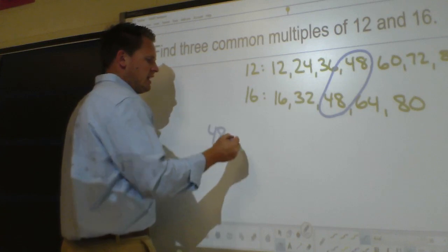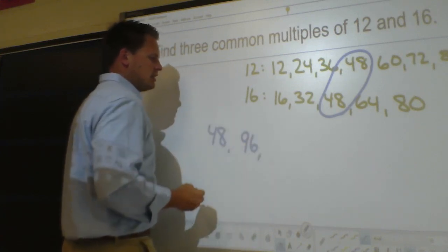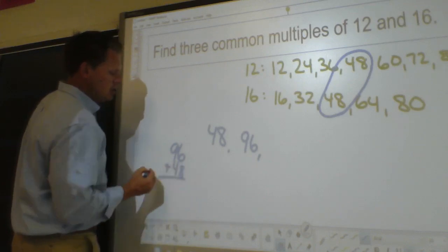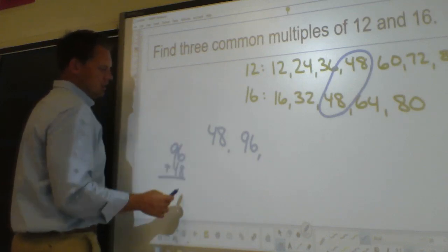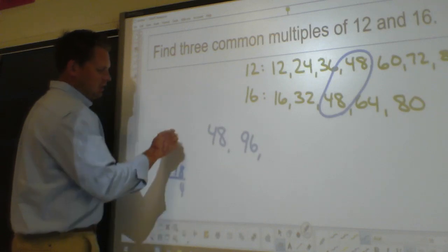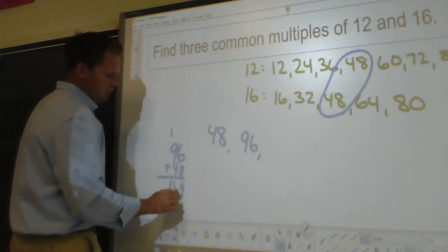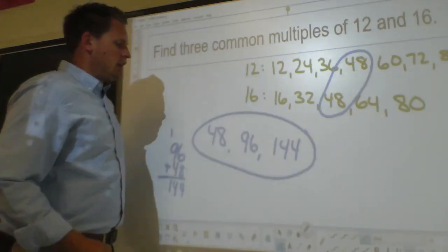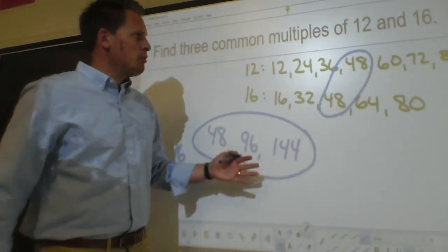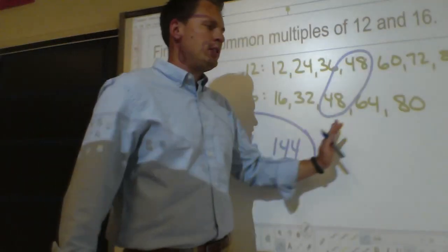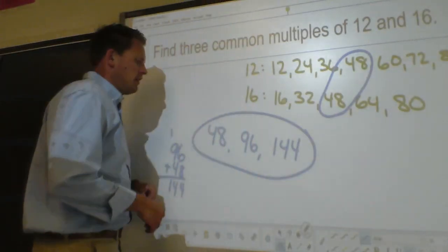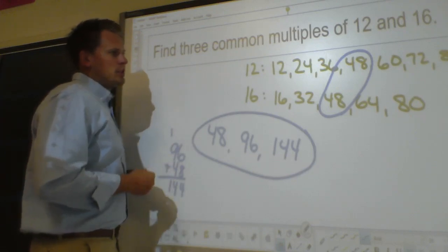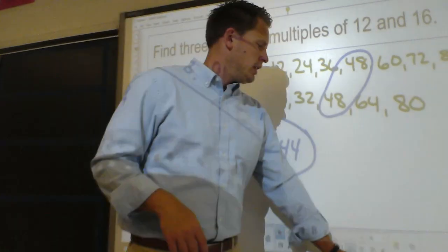48 plus 48 is 96. 96 plus 48. Uh-oh, it's been a while. It's been a long summer, right? 6 plus 8 is 14. Carry the 1, 140. There we go. There are 3. Are these the only 3 multiples? No, but if we made you keep going, it'd go on and on forever. We don't want to make you do that. So, it's just a nice, quick, easy way to find common multiples.